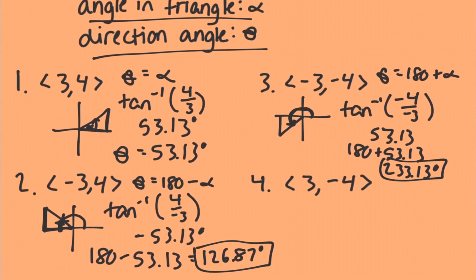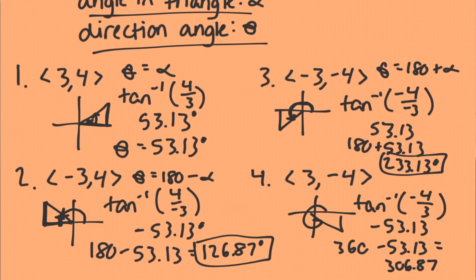And example 4 is what we did in the last example. And for quadrant 4, theta is always going to be 360 minus your angle in the triangle.